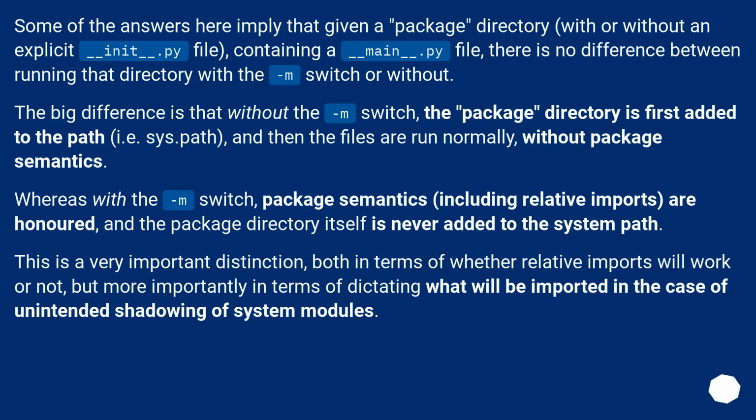Some of the answers here imply that given a package directory, with or without an explicit __init__.py file, containing a __main__.py file, there is no difference between running that directory with the -m switch or without. The big difference is that without the -m switch, the package directory is first added to the path, i.e. sys.path, and then the files are run normally, without package semantics. Whereas with the -m switch, package semantics, including relative imports, are honored, and the package directory itself is never added to the system path. This is a very important distinction, both in terms of whether relative imports will work or not, but more importantly in terms of dictating what will be imported in the case of unintended shadowing of system modules.